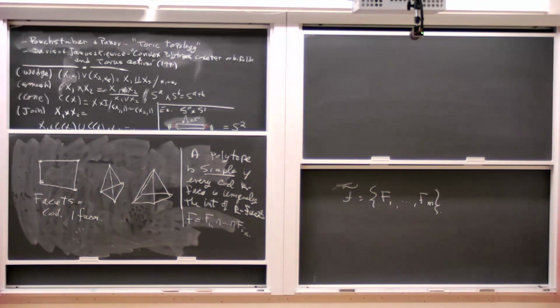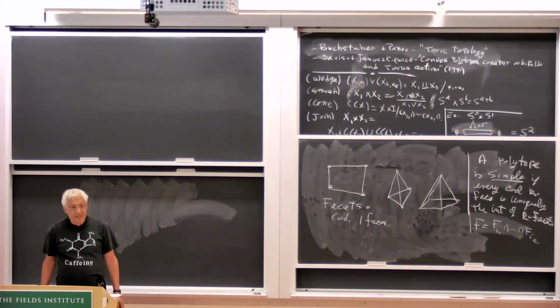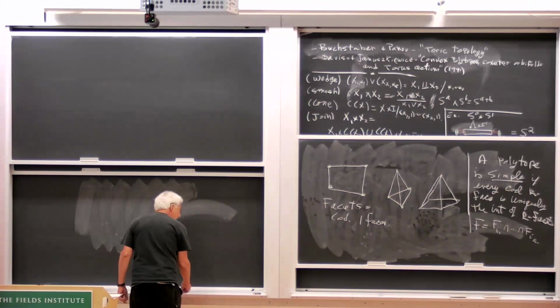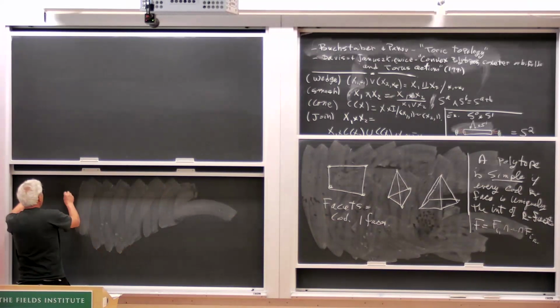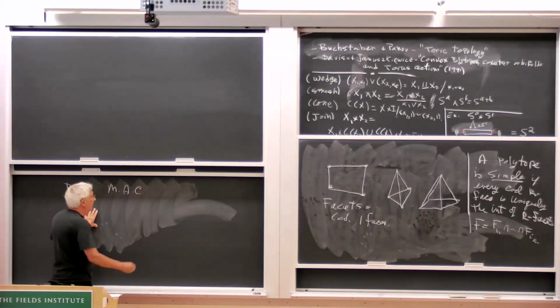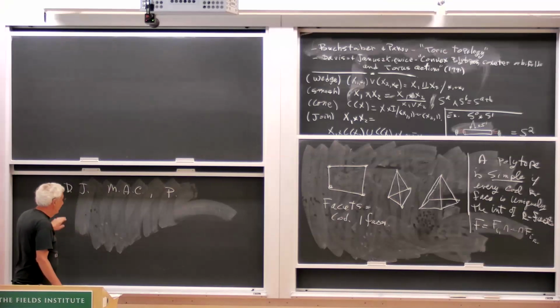So what do we do with these? What did Davis and Januszkiewicz do with these? The first thing we're going to do is give the Davis-Januszkiewicz construction of the moment-angle complex associated to a simple polytope P, which, remember, comes equipped with all these facets.